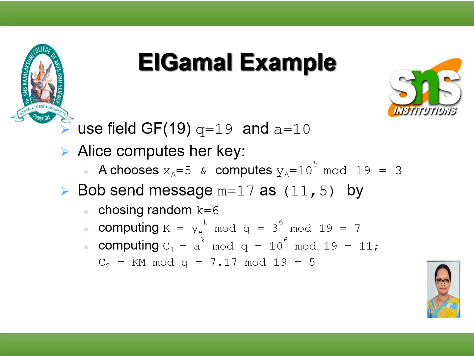That is 7 x 17 mod 19 = 5. So we have used the formula, applying the values. By applying that, we get C1 = 11 and C2 = 5.